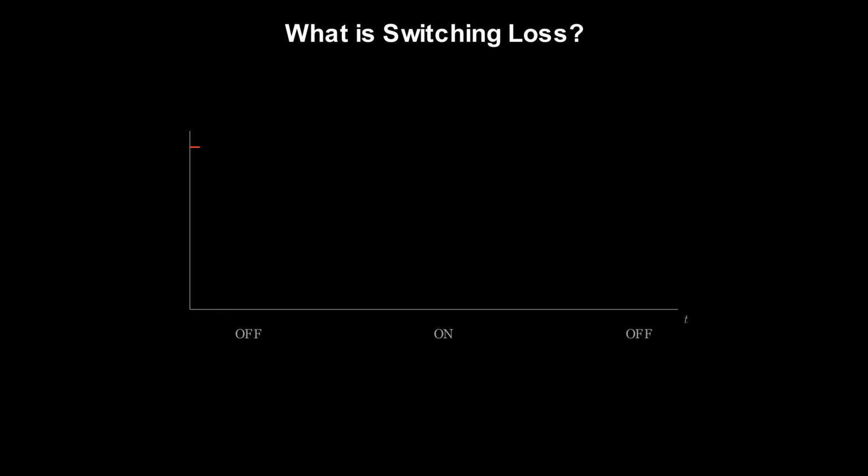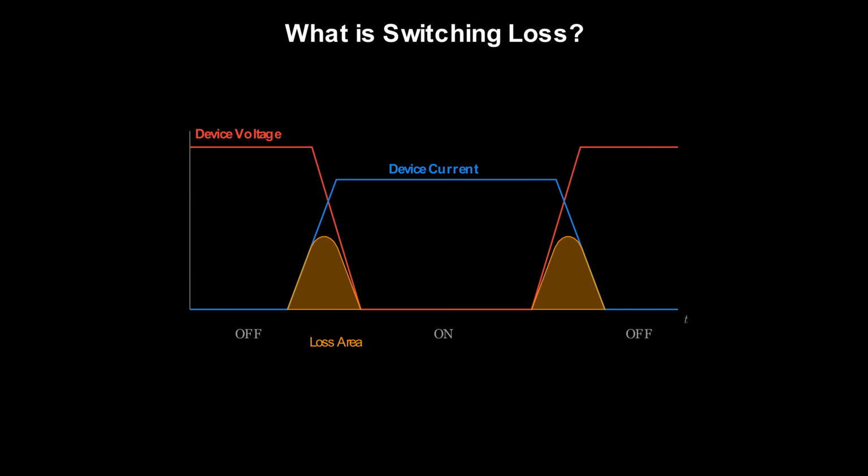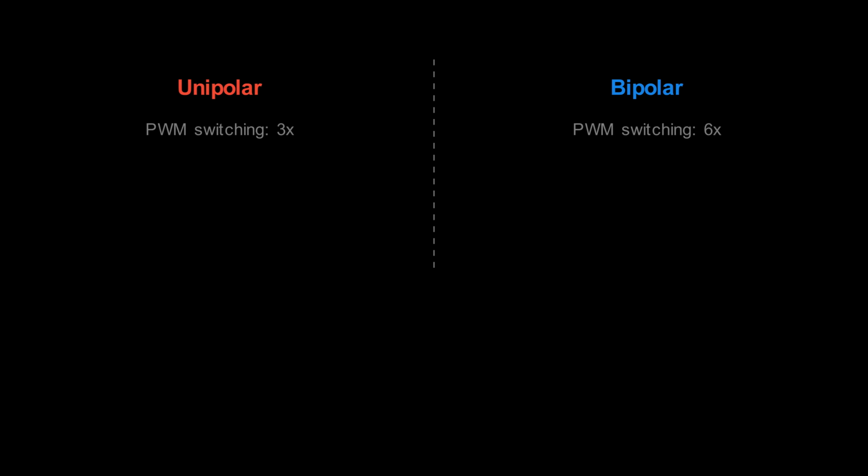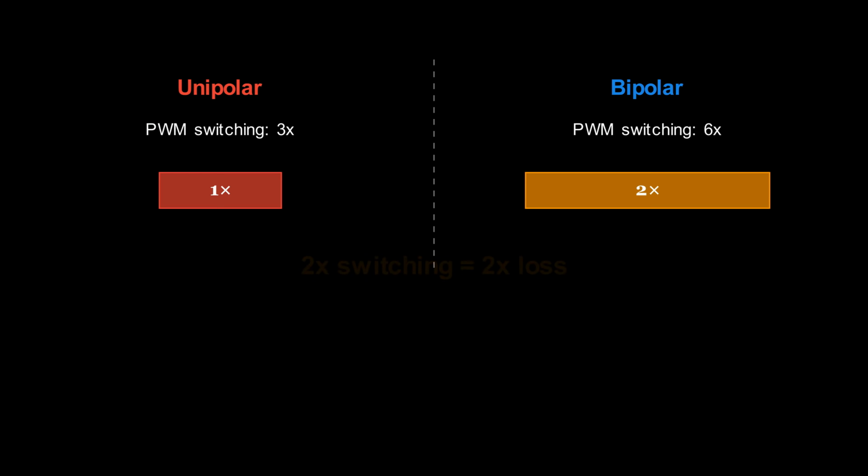Let's take a moment to discuss switching loss in an inverter. MOSFETs and IGBTs are primarily used as switching elements, but in the real world, these devices experience a split-second delay when turning on and off. As you can see on the screen, the overlap of voltage and current during these transitions creates energy loss, which is released as heat. Now, let's compare unipolar and bipolar control.